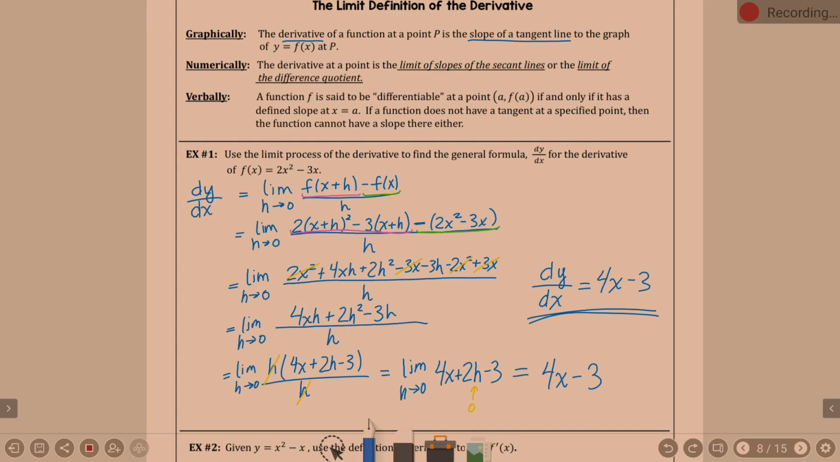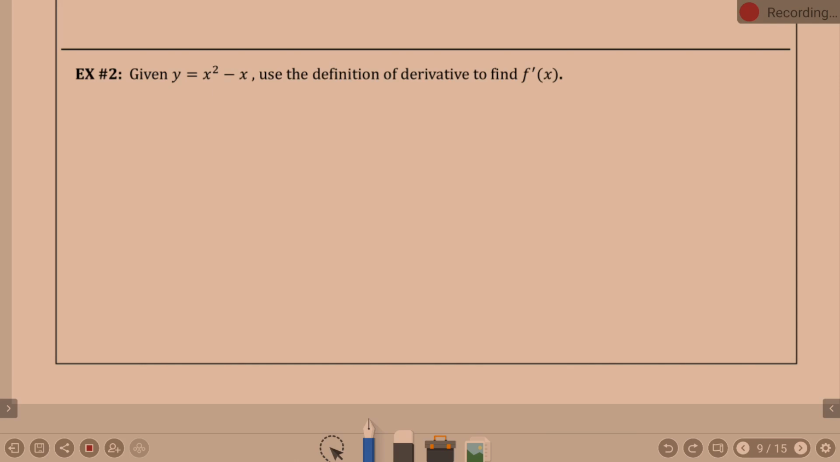What? Wait a second. You just drop the 2 down from the exponent, bring the 3 off the x, and you get 4x minus 3. We'll see if your rules apply here. Keep going as you can figure them out. We can just skip the rest of this. Well, I'm going to go on to number 2. Next one. Let's practice again. Given y equals x squared minus x, use the definition of the derivative to find f prime of x.